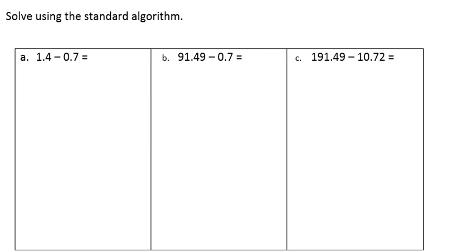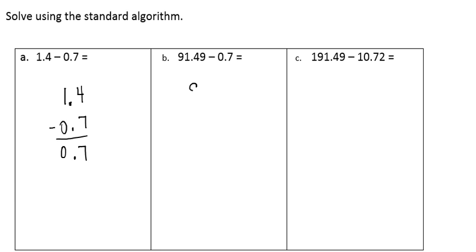To solve these problems using the standard algorithm, I need to line up my numbers vertically, making sure that I line up my place values correctly. So I have my tenths on top of my tenths, my whole numbers on top of my whole numbers. If I'm going to subtract, I can look at this as 14 minus 7, which I know is 7, but it is a decimal, so the answer is actually 7/10.